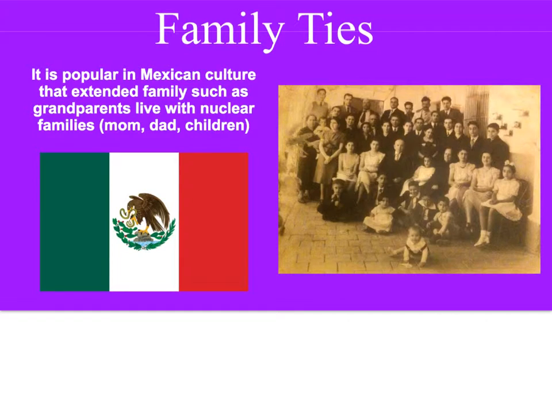One important cultural aspect that I want to point out is particularly dominant within the Mexican culture, and that is that the extended families, such as the grandparents, live with the nuclear family. A nuclear family is mom, dad, and their children. In a lot of cultures, you don't see that. You'll see the grandparents living in a community or someplace else on their own. But in this particular culture, they tend to have them live with the family as one big unit.